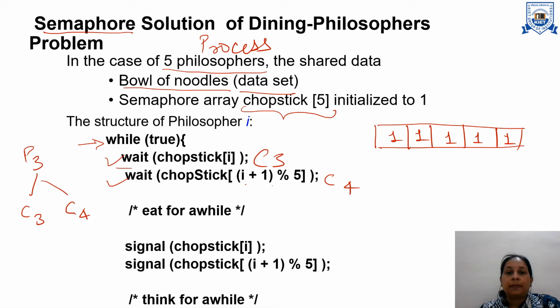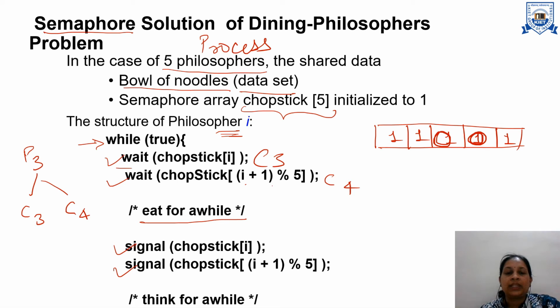So when process 3 waits for C3 and C4, then the value of this particular semaphore will be 0. And if that particular philosopher is granted the wait on both chopsticks, then it can complete its work, which is represented by the eating process. After the completion of this work, the philosopher will release both chopsticks by the signal operation.